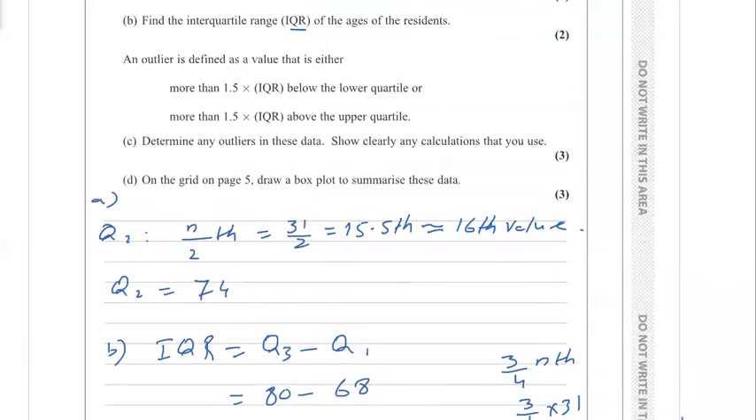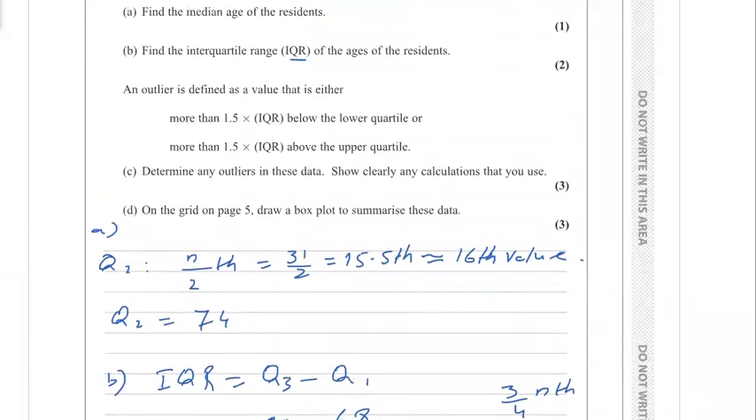Now next, for part C. Part C: an outlier is defined as a value that is either more than 1.5 times the interquartile range below the lower quartile or more than 1.5 times the interquartile range above the upper quartile. So determine any outlier in this data. Show clearly any calculations that you use.